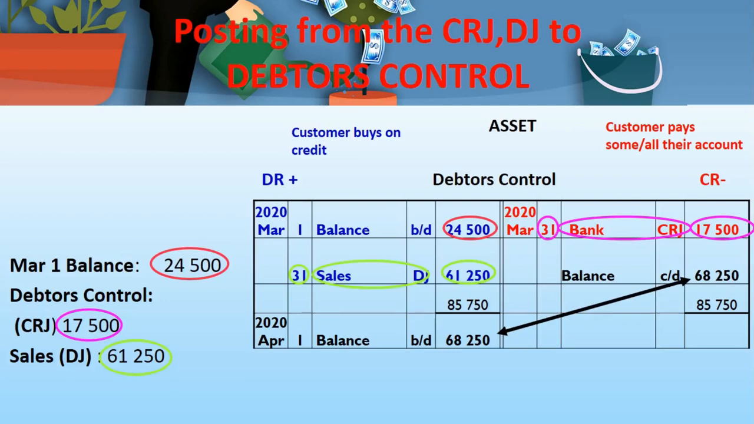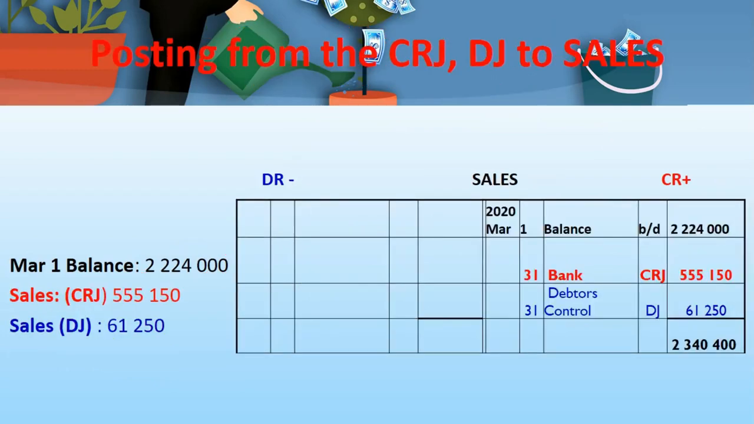So that means that on the 1st of April, we still have 68,250 Rand worth of debt which needs to come to us. Right, then we get on to our sales account.